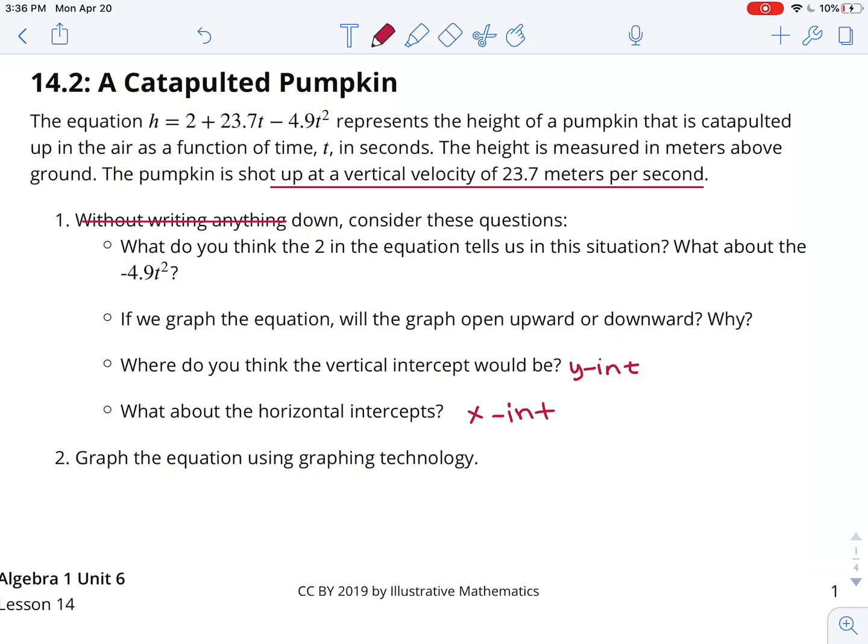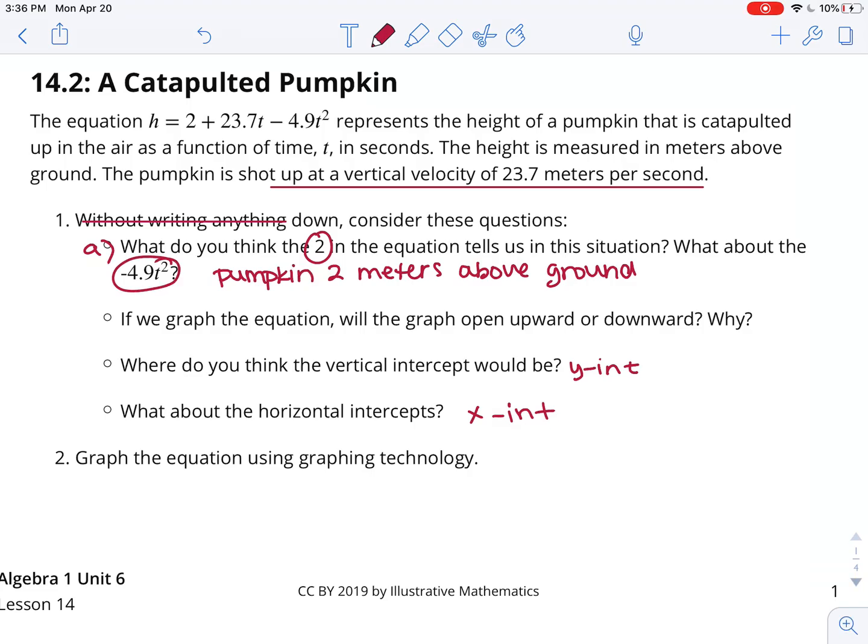So take a minute and at least consider those questions and maybe jot down a thought or two about those. Okay, so hopefully you came up with a couple of ideas as you went through and were able to jot down at least a couple of notes. For, let's call this one A, what do you think the 2 tells us? Well, in this case, the 2 tells us that the pumpkin would be 2 meters above ground before it's launched. So it would be 2 meters above ground before they launch it.